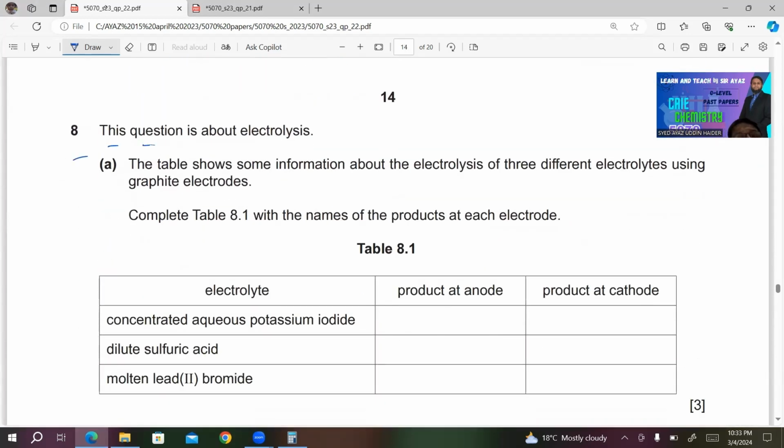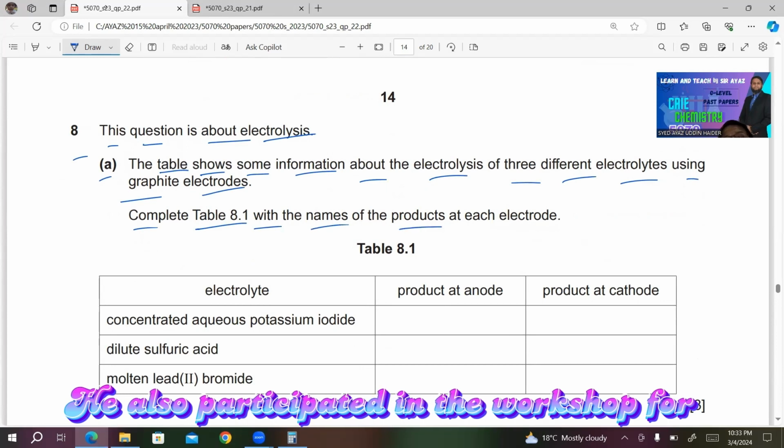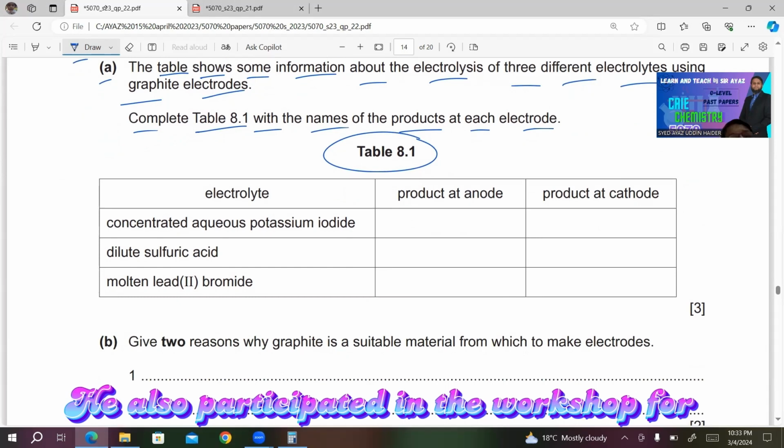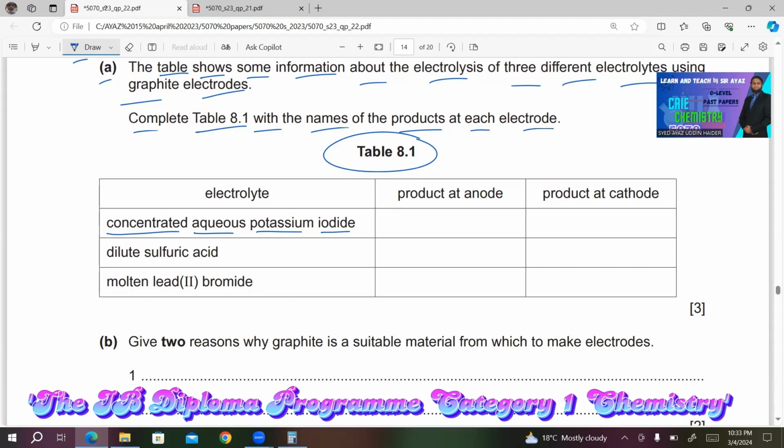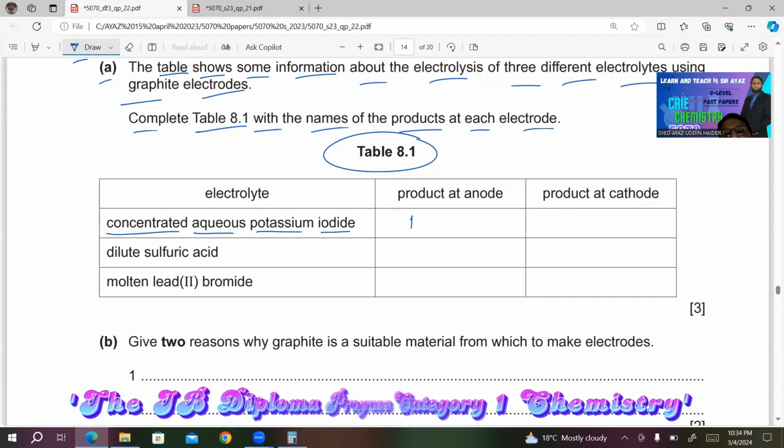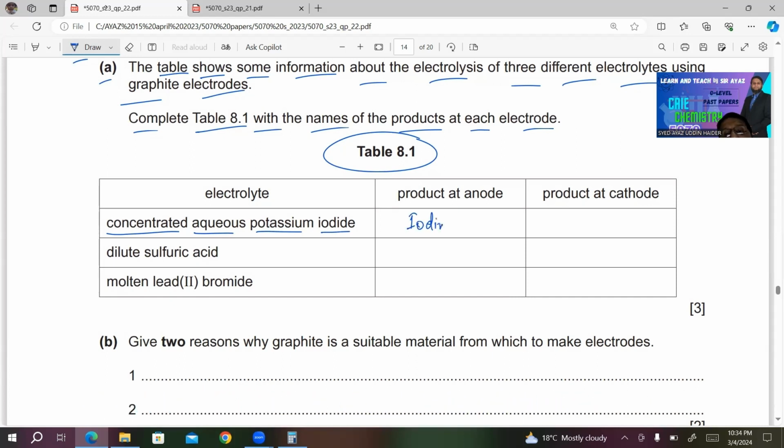Number 8, this question is about electrolysis. A. The table shows some information about the electrolysis of 3 different electrolytes using graphite electrodes. Complete table 8.1 with the names of the products at each electrode. The electrolyte is concentrated aqueous potassium iodide. What will be the product at anode and cathode? Now it's a concentrated solution, so we'll be getting iodine at anode, not oxygen, because of the high concentration of iodide ions. What about the product at cathode?